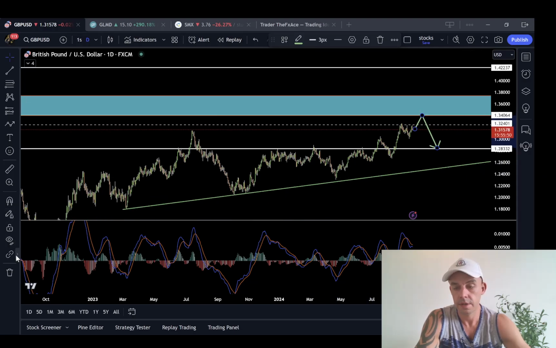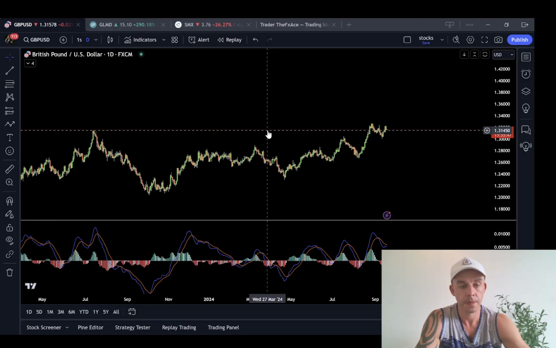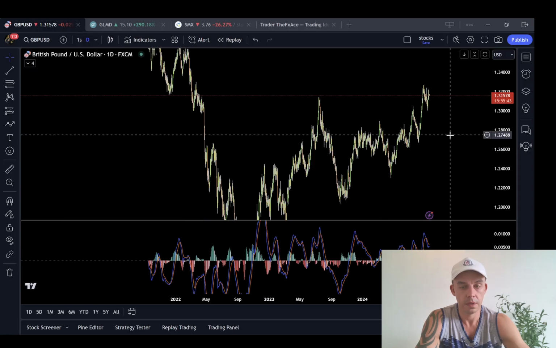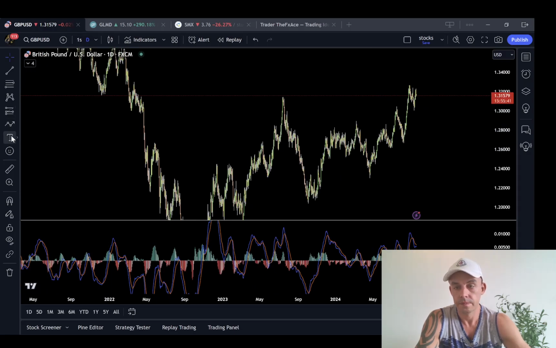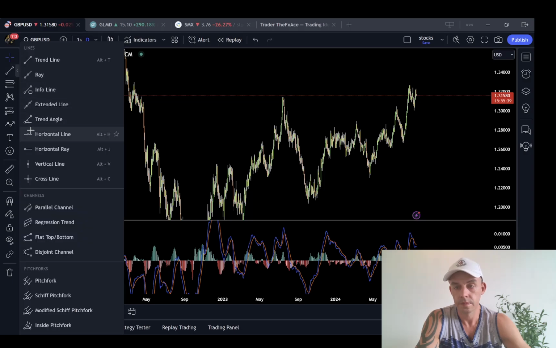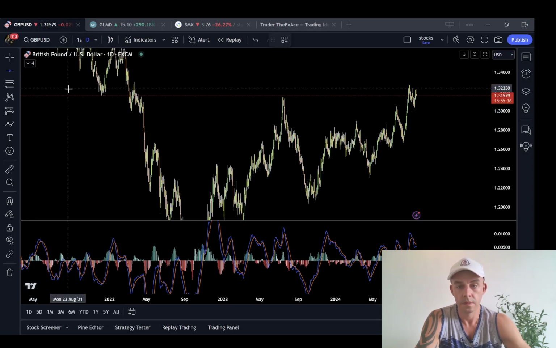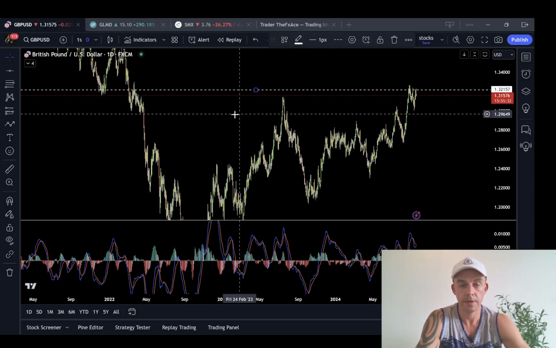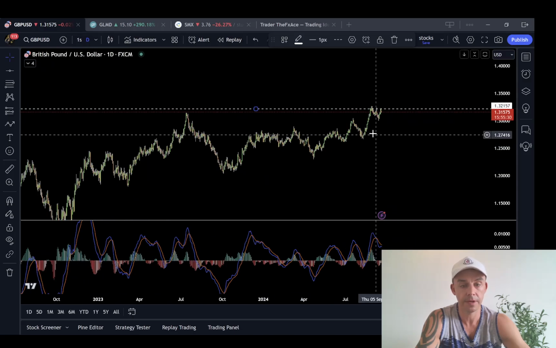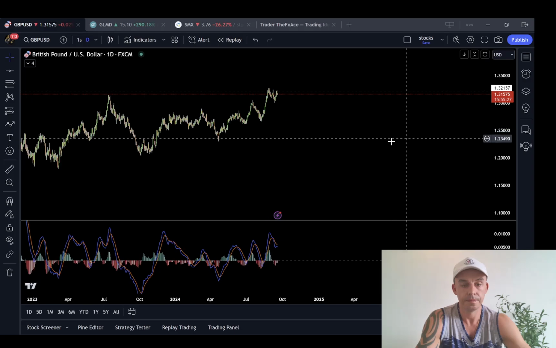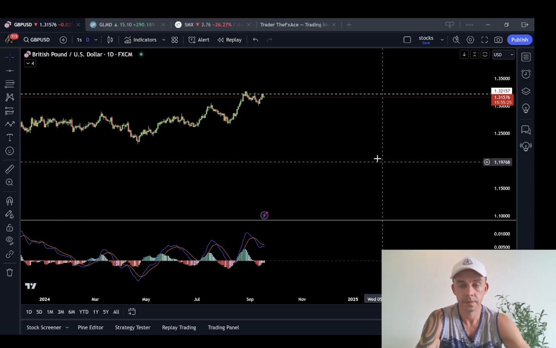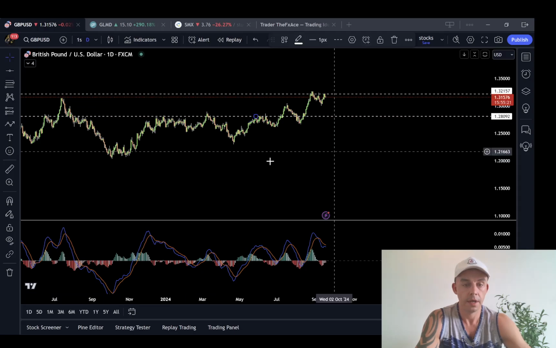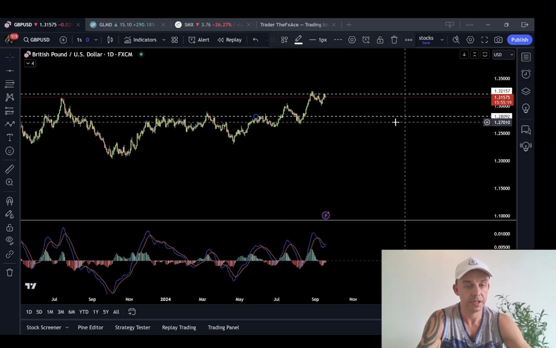So I'm just going to clean the charts here, one second. And so this is the key support we're at now. Sorry, resistance, previous support. And this is the old resistance, now support.